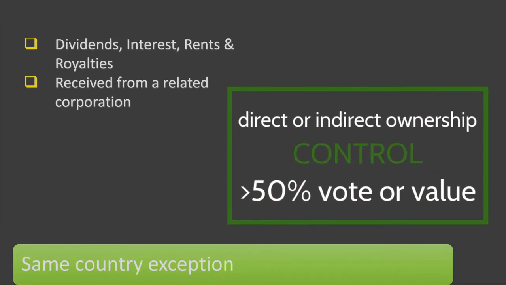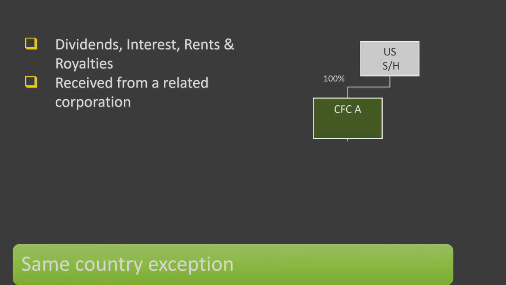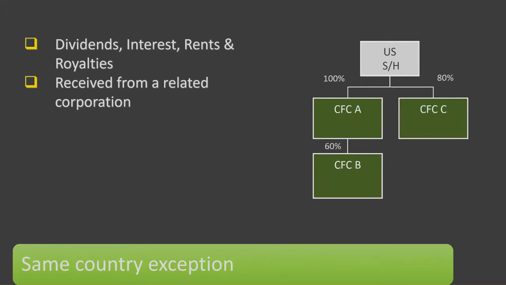Control is defined to be the direct or indirect ownership of stock possessing more than 50% of the combined voting power or value of the CFC stock. Let's assume we have a U.S. shareholder that wholly owns CFC-A. CFC-A owns 60% of CFC-B. A U.S. shareholder also owns 80% of CFC-C. CFC-A and B are related because B is controlled by A. CFC-A and C are also related because they are both controlled by the same person, our U.S. shareholder.